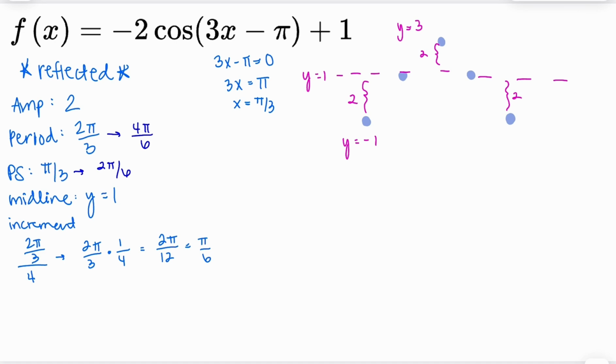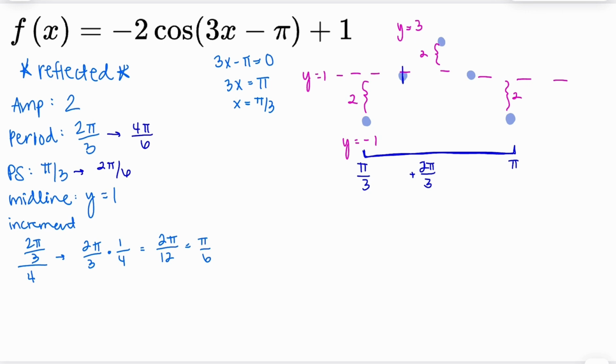For my period, from this point to this point, it should be a distance of 2 pi over 3, 4 pi over 6. But it's going to start at pi over 3 because it's been shifted pi over 3. So pi over 3 plus 2 pi over 3, this thing should end at pi, right? Pi over 3 plus 2 pi over 3 is pi. When I break it down, though, my increment is pi over 6.